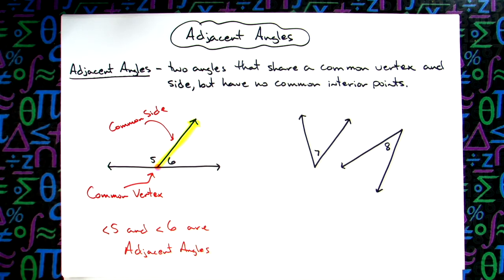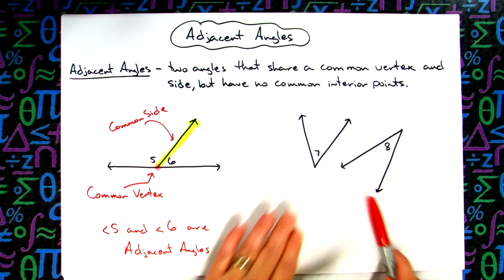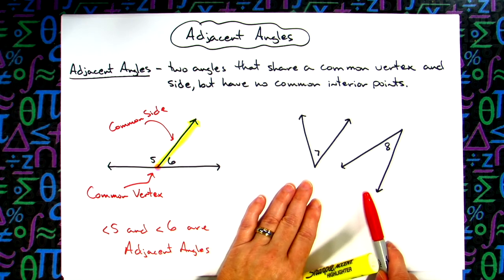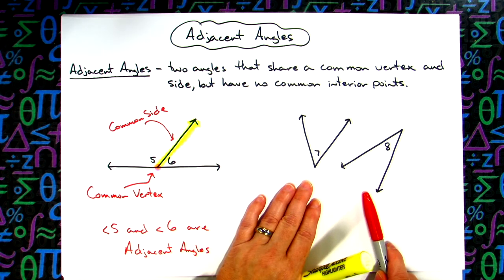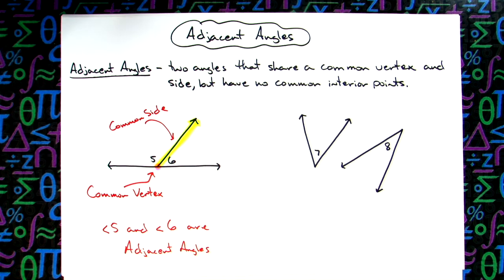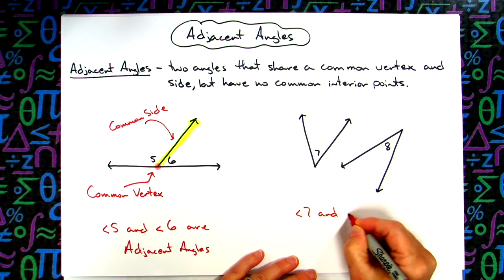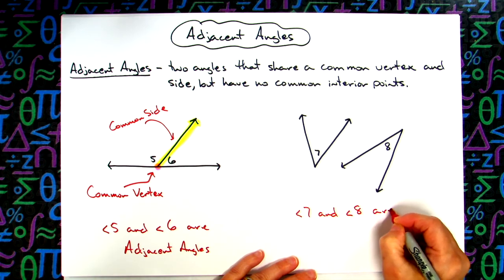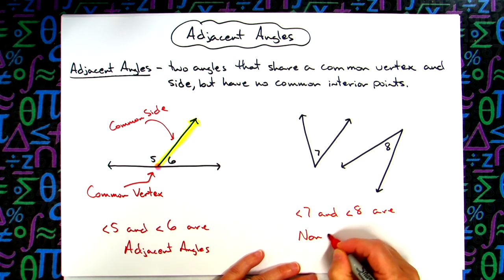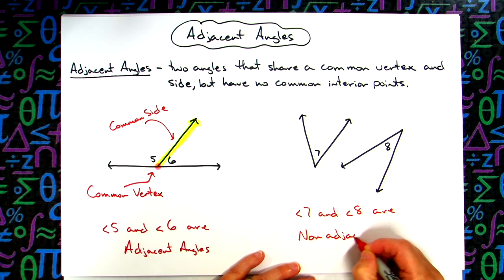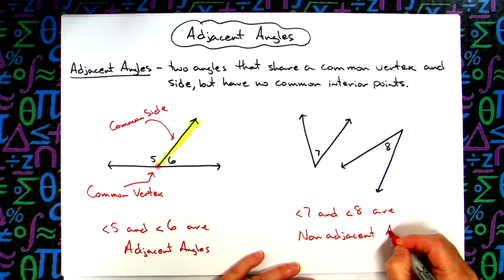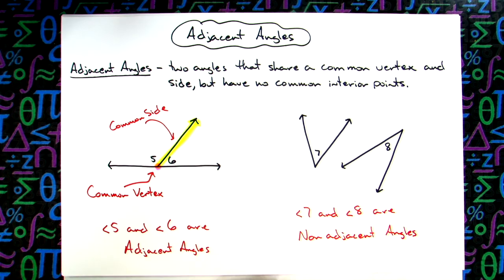Now in the second example over here, clearly these two angles are not even touching, so they have nothing in common. They do not have a common side. They do not have a common vertex, in which case we would say that angle 7 and angle 8 are non-adjacent angles. So angle 7 and angle 8 are non-adjacent angles.